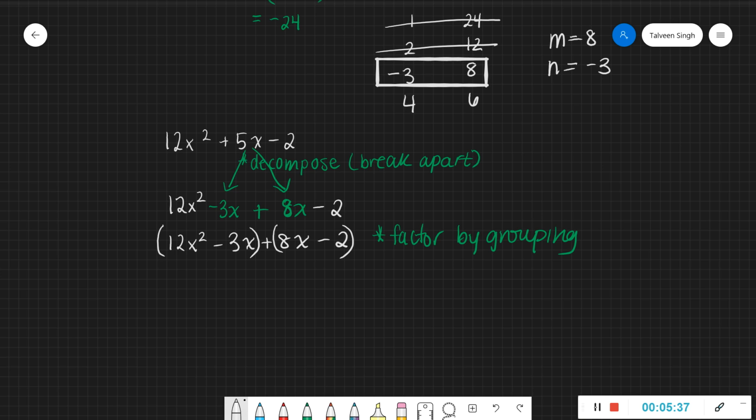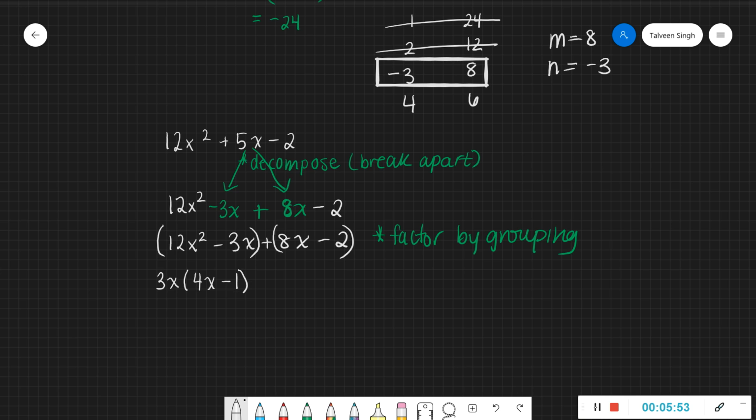I'm going to look at these 2 brackets and I'm going to see 12x squared, 3x. What can I pull out of here? I can pull out 3x, right? 12x divided by 3x is going to be 4x. 3x divided by 3x is just going to be 1.